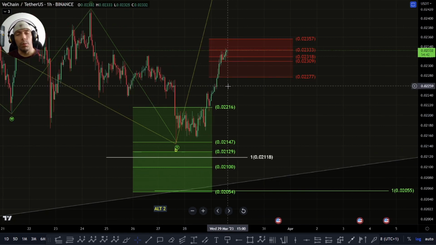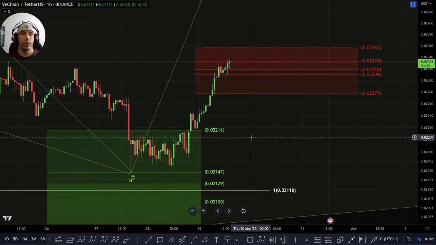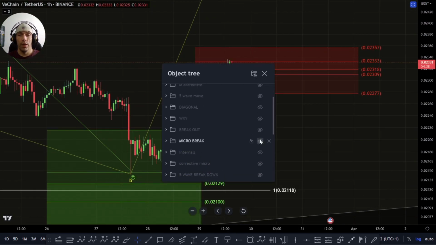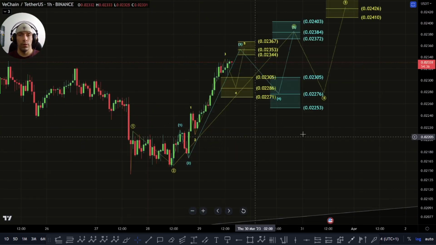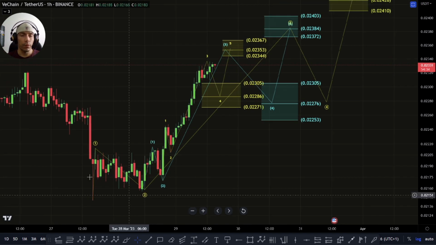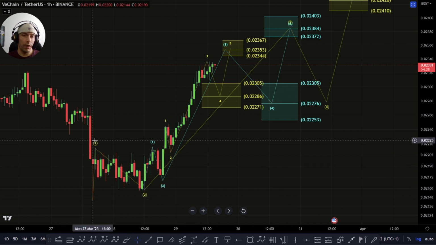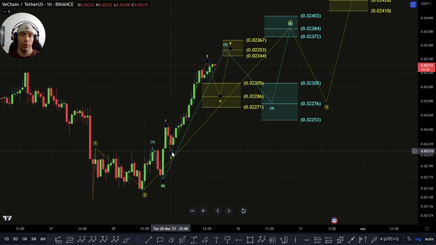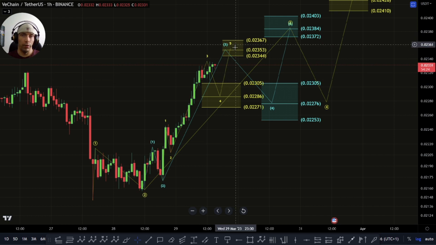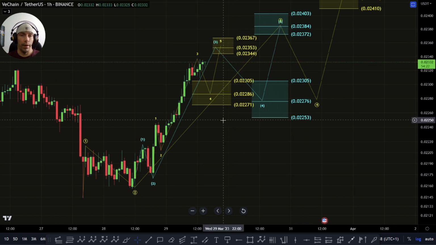So basically what we want to see here, if we are looking for this to play out, is something like this. So I'm going to just turn on these internals and get rid of the noise here. So the only way we can really count this as an impulse at the moment, because of the overlap down here, would be saying that we had a 1, 2, 1, 2, 1, 2 here, and now we are actually looking for this structure to play out to the upside.